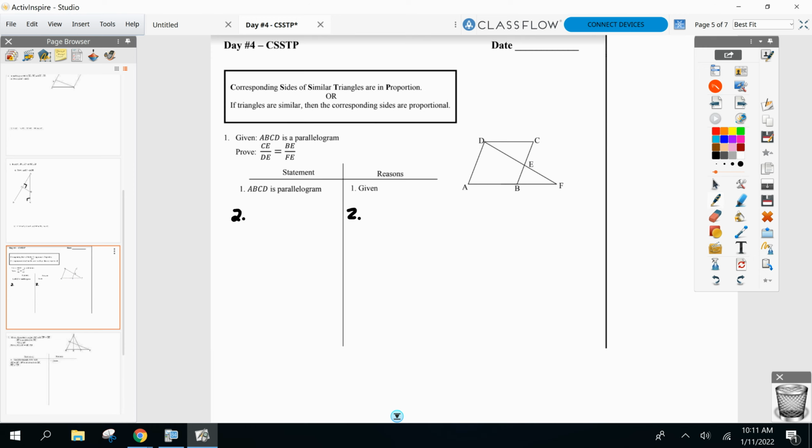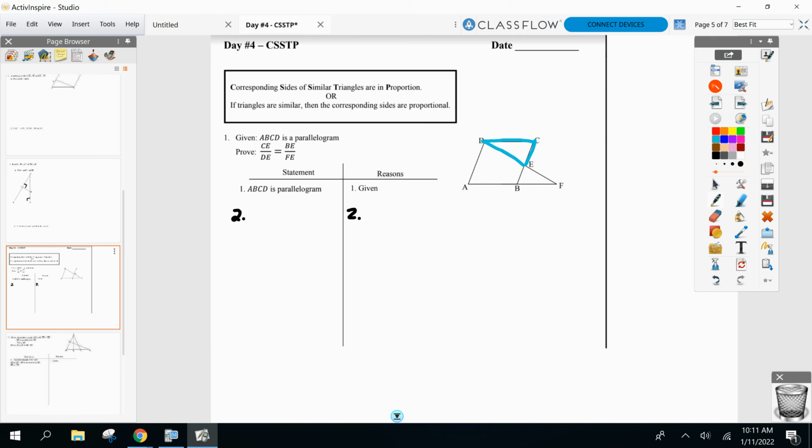Everyone look at your proof statement right now. What's the first side that's showing? Top left. What's the first side? Now everyone look at your diagram. CE. Can you find a triangle that has CE as a full side? Yeah, CED. So there's triangle number one.